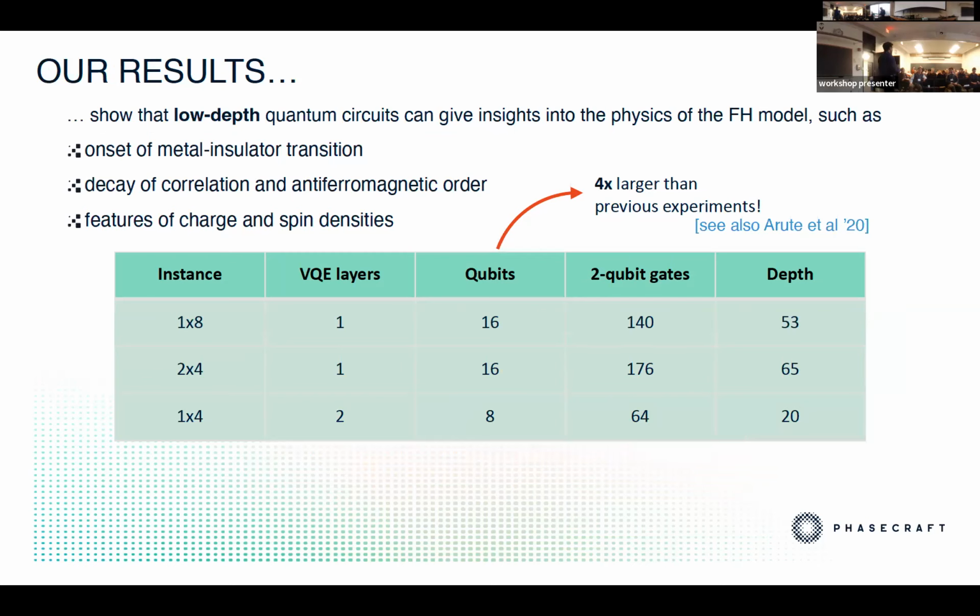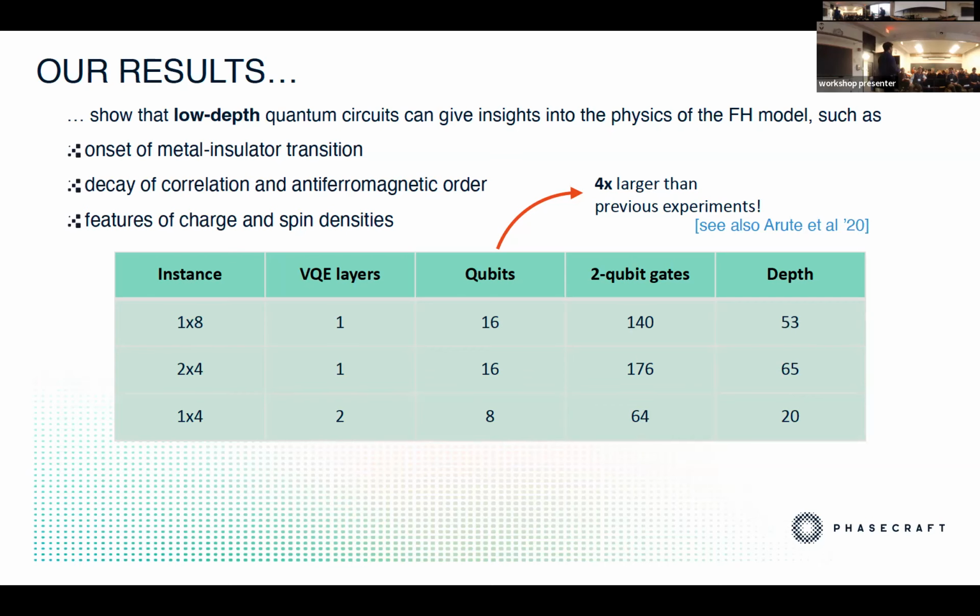Well, yes. What we showed is that even with simplified low-depth circuits, we can get insight into the physics of the Fermi-Hubbard model. I will show you that we've been able to see, for instance, the onset of the metal-insulator transition, detect the antiferromagnetic order of the ground state, and see some of the features one would expect for the charge density. And as you can see here, the sizes of the systems we've been able to address were significantly larger than the previous ones. We're talking about 1 times 8, so 8-site Fermi-Hubbard models.